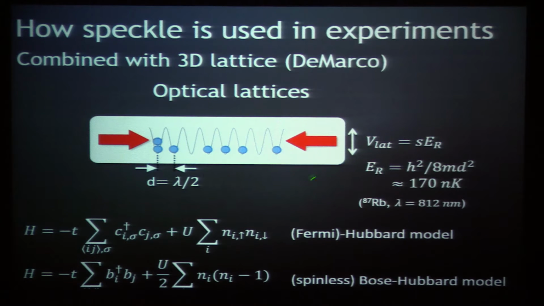So S here, people use all different kinds of nomenclature. Here, the basic unit of this potential is a recoil energy, and S is how many recoil energies I've got, which I just tune up from 0 to 1 to 2 to 3 to 4 to 40 by changing the power in the laser beams.